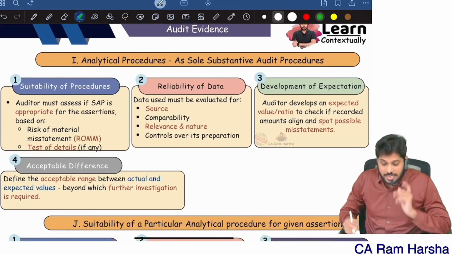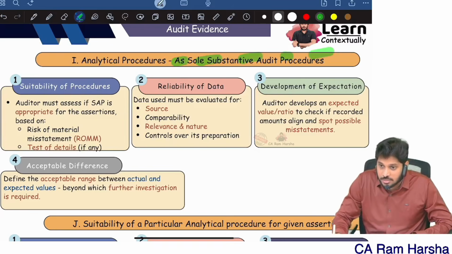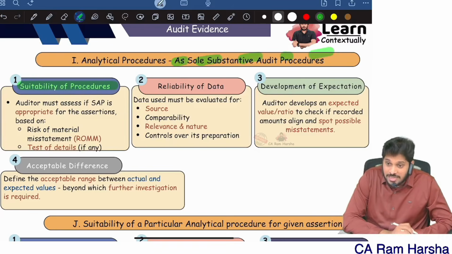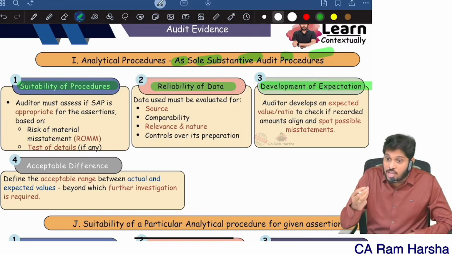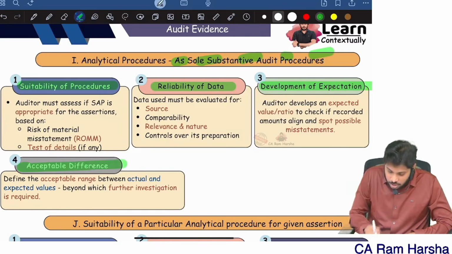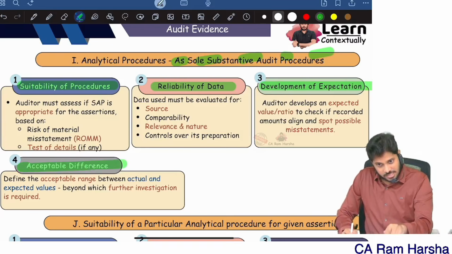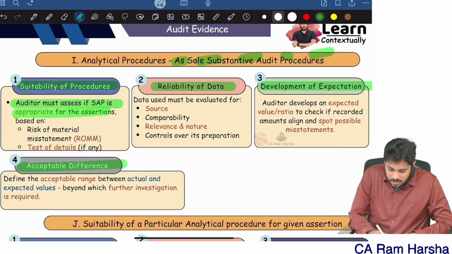Can we use analytical procedure as a sole substantive procedure? It depends upon suitability, it depends upon reliability of the data, it depends upon accuracy of the expectation, it also depends upon acceptable difference. Now, the auditor must assess if analytical procedure is appropriate for a particular assertion based on the risk of misstatement and test of details.